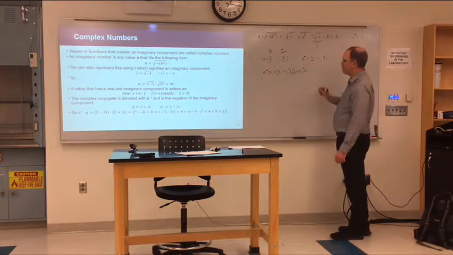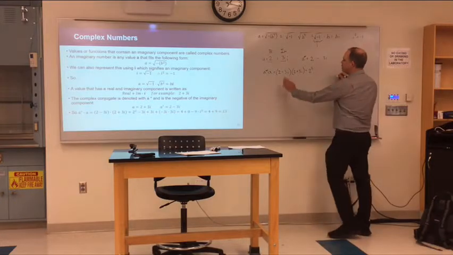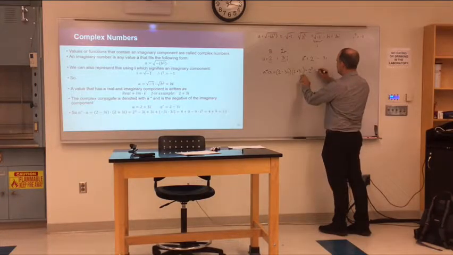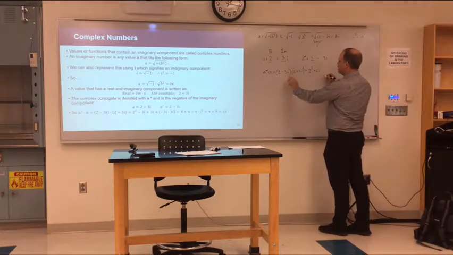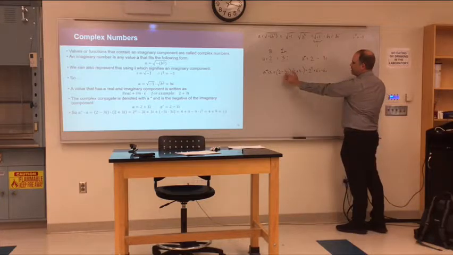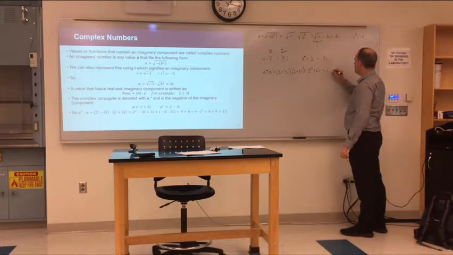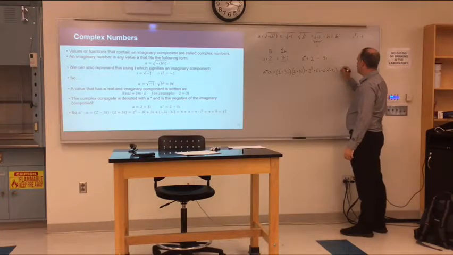Alright, so we distribute this out. That gives us 2 times 2, 2 squared, then 2 times plus 3i, so that would be plus 6i, and then 2 times negative 3i, so that would be minus 6i, and then the negative 3i times positive 3i, so that would be negative 3i times 3i.